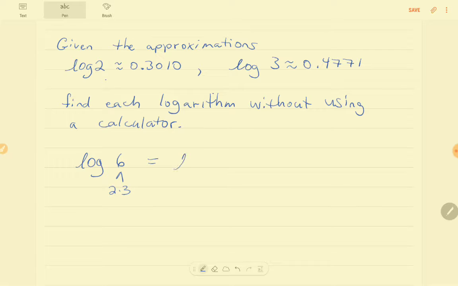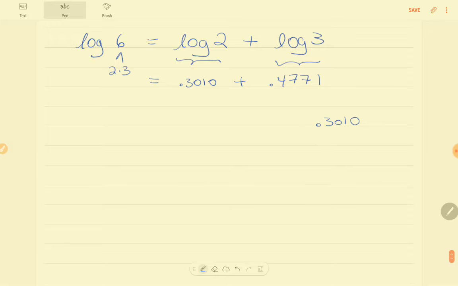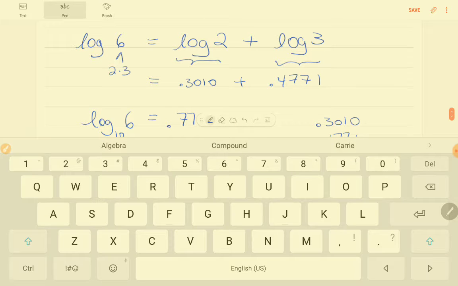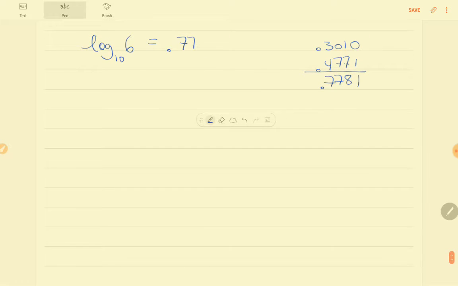So I can use the product property to expand this into two separate logarithms, both of base 10, and then use those approximations I was given. This one gets replaced with 0.3010, and this one gets replaced with 0.4771. Then I just do the simple addition. Remember, when you add decimals, you want to line up the decimals. 0.3010 plus 0.4771 is 0.7781. So the answer is log base 10 of 6 is 0.7781. You could go right into Excel and discover whether or not that's right, but that's the answer right there.